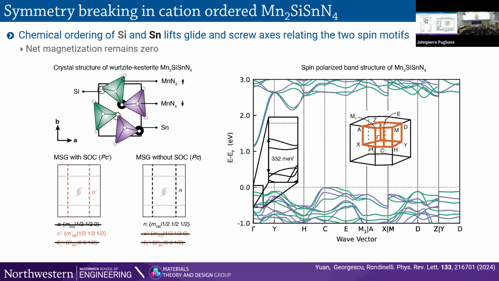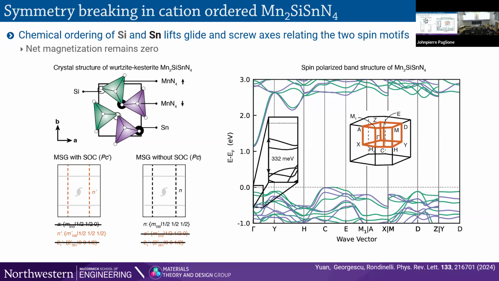So what we were interested in was a cation-ordered version of manganese silicon nitride, where what we did is we substituted half of the silicon sites, like this, with tin. They're of large enough ionic size difference that they should order, and we studied computationally various configurations. We also looked at the disordered version, and what we found is that the lowest energy structure for this compound, manganese silicon tin nitride, in fact, is this wurtzite kesterite structure, a known ordered wurtzite structure.